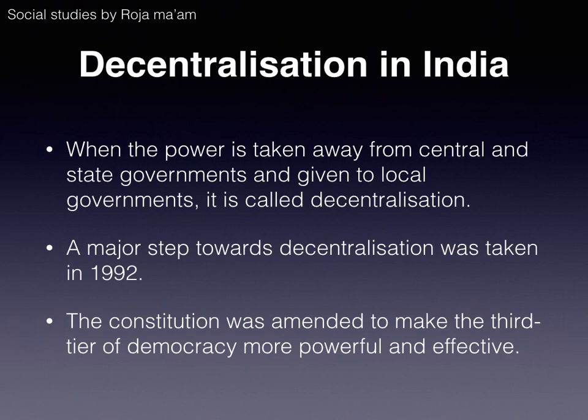Decentralization in India. When power is taken away from central and state governments and given to local governments, it is called decentralization. A major step towards decentralization was taken in 1992. The constitution was amended to make the third tier of democracy more powerful and effective. Two constitutional amendments, the 73rd and 74th, were passed by the parliament. The 73rd amendment is about rural local governments, which are also known as Panchayati Raj institutions. And the 74th Amendment made provisions relating to urban local governments or Nagarpalikas. They came into force in 1993.